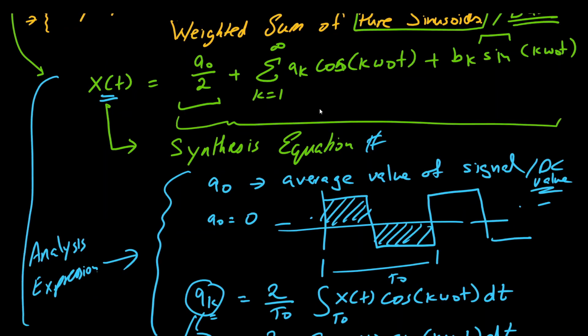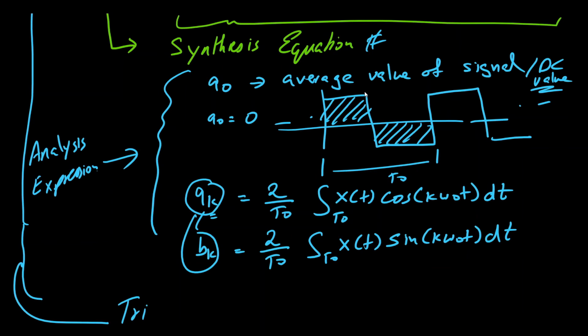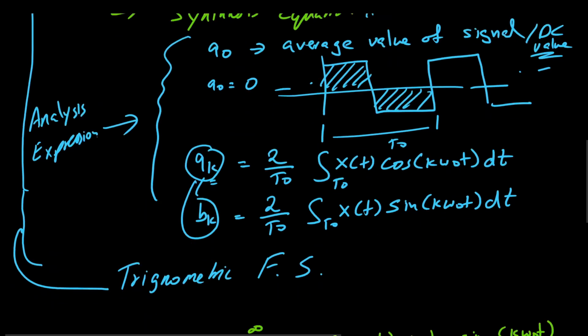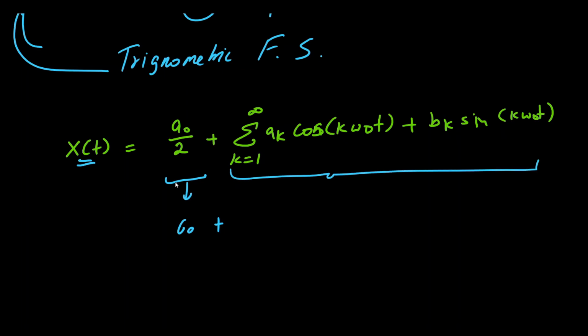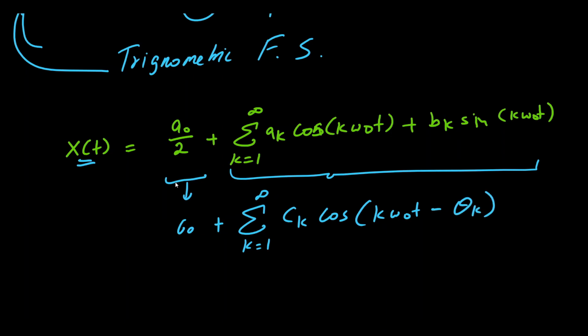Now all of this is simply the trigonometric Fourier series, which is re-expressed over here. Now let us call this simply C naught, and this can be simplified into a compact form. That is, we would have a summation again from k equal to 1 to infinity of ck cos of k omega naught t minus theta k, and this is simply achieved from the trigonometric properties.